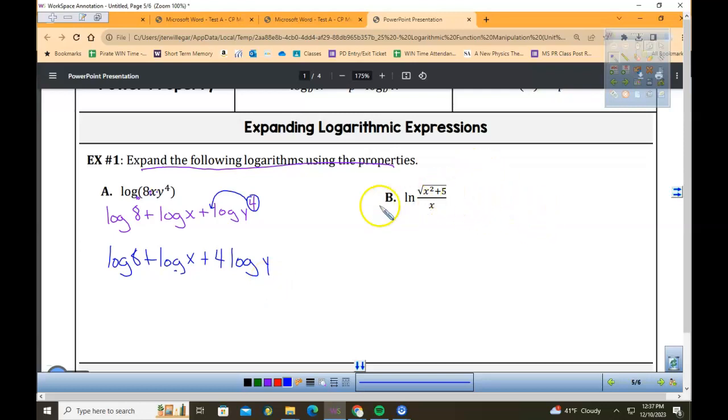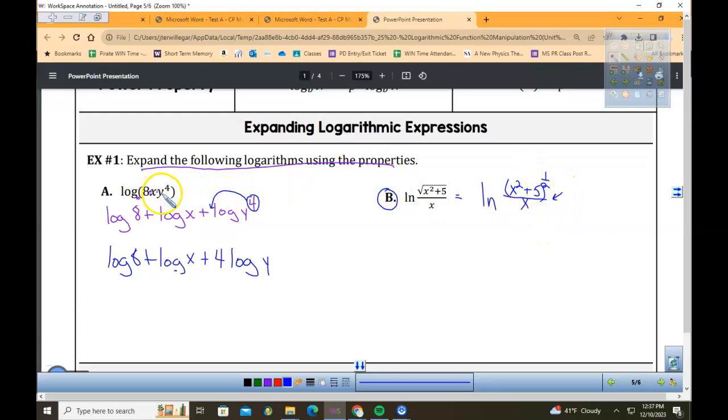Let's do part b. On b, we have a natural log. All the same rules apply because natural log is just log, but base e. So first thing I'm going to do is rewrite this. Square roots, there's no rules for square roots. They're lawless. I'm going to change that to x squared plus 5 to the 1/2, over x. Remember that. Now I see I have a division.